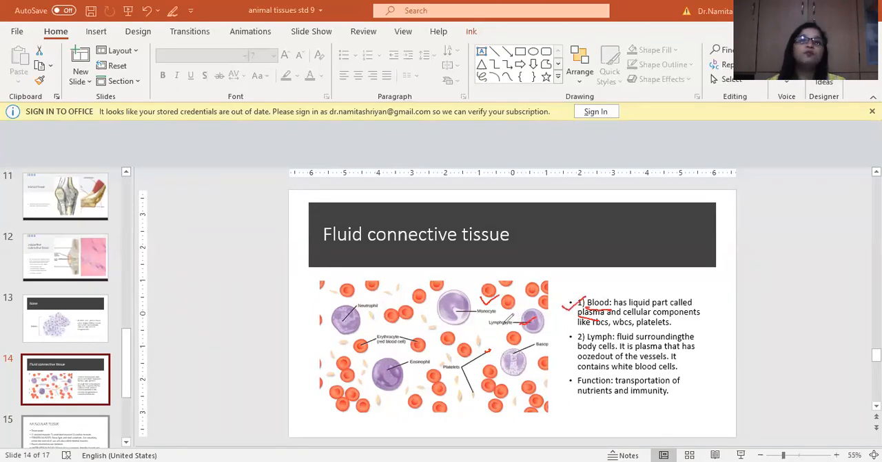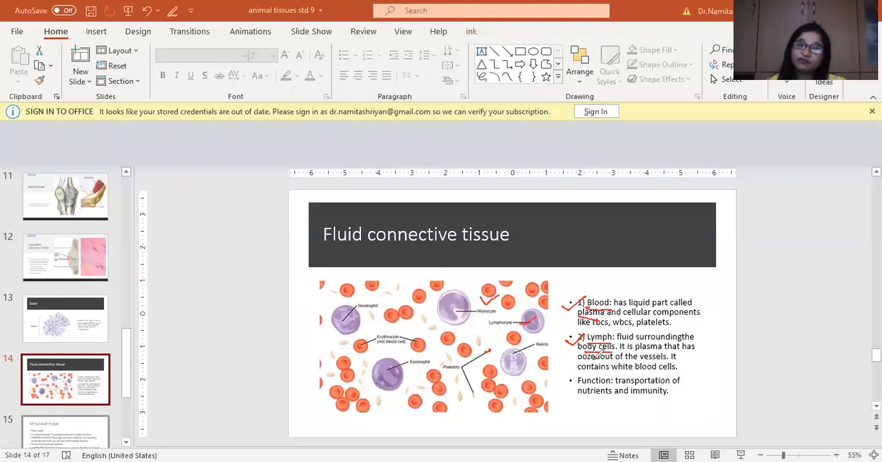We already know most of our nutrients, our wastes all go in the dissolved form in this plasma and are carried. Oxygen, carbon dioxide, all these flow through the blood, right? So through the blood, it's a fluid. It connects the various cells and carries the various nutrients. The second kind of fluid connective tissue is the lymph. We also call it the interstitial fluid. Okay, it is the fluid which surrounds our body cells.